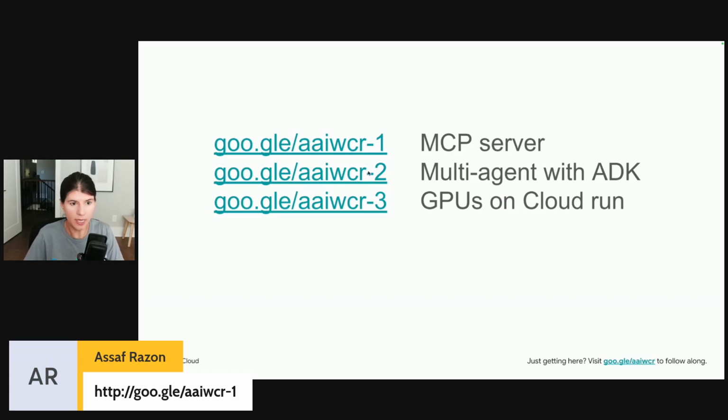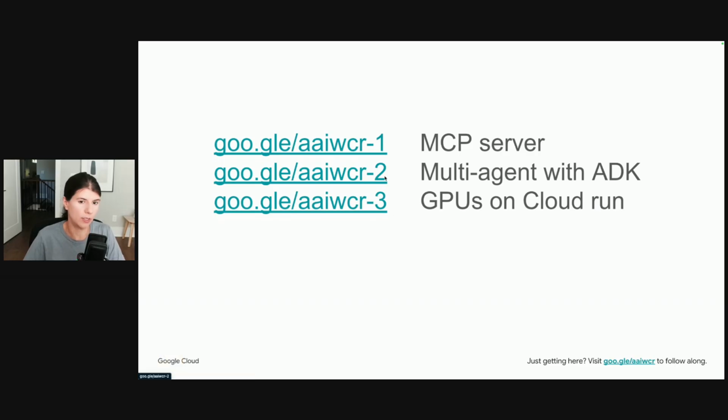So if you want to see that in action, go to Google/AAIWCR-2. That's a tutorial for multiple agents written with ADK using the MCP server that we just deployed to Google Cloud. And if that's not enough and you want the real fun, we also have a tutorial, AAIWCR-3, for GPUs on Cloud Run. It has a little load testing in it, and you can see how things are scaling up when the system's really under load. So that's a ton of fun.